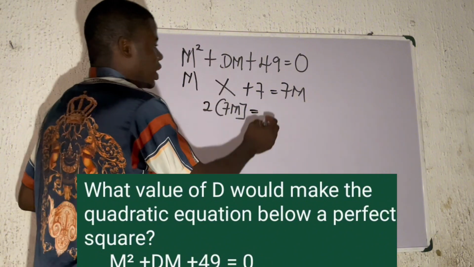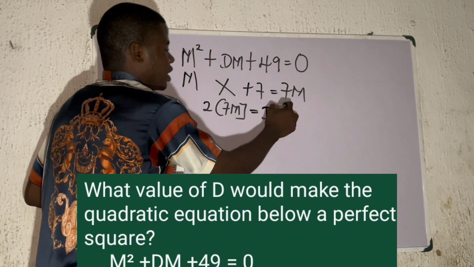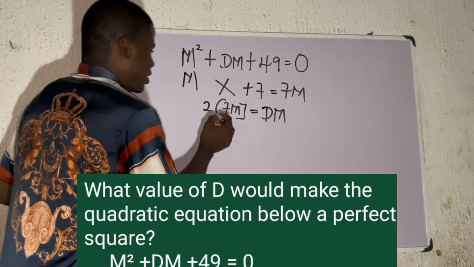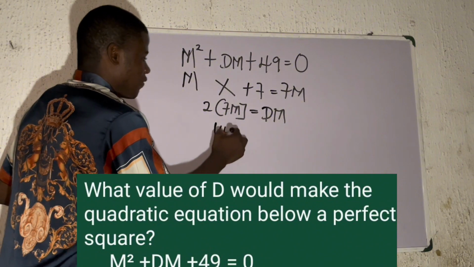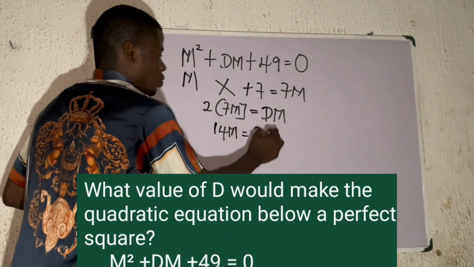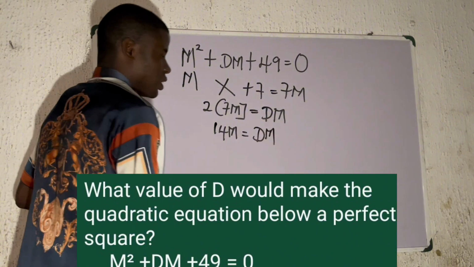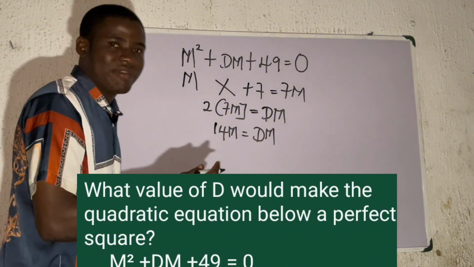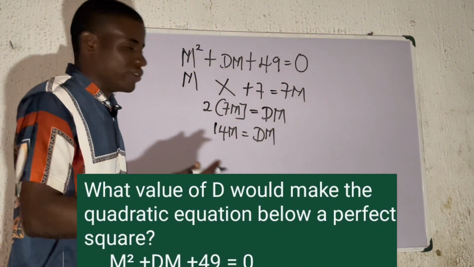Now, what's the middle term? The middle term here is dm. Does it make sense? Now, 2 times 7m is 14m, which equals dm. By relation, if you divide both sides by m, you will definitely find out that the value of d is 14.